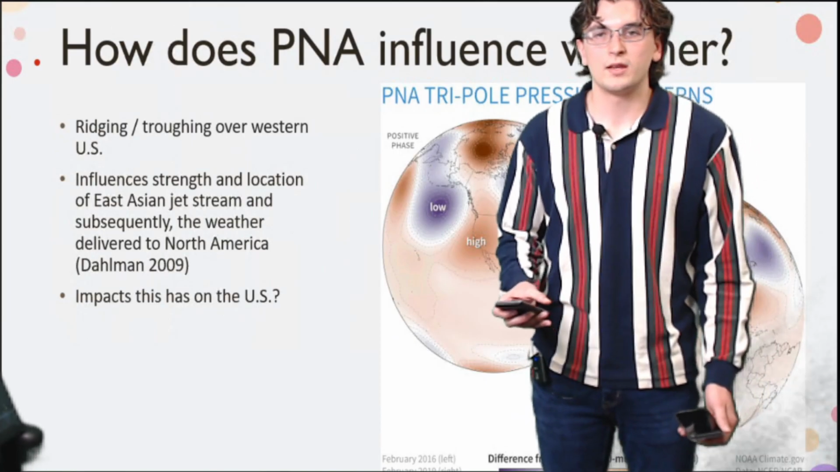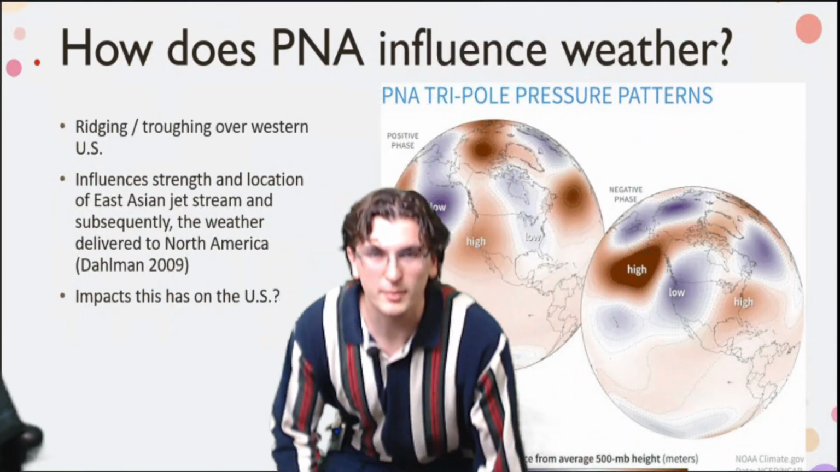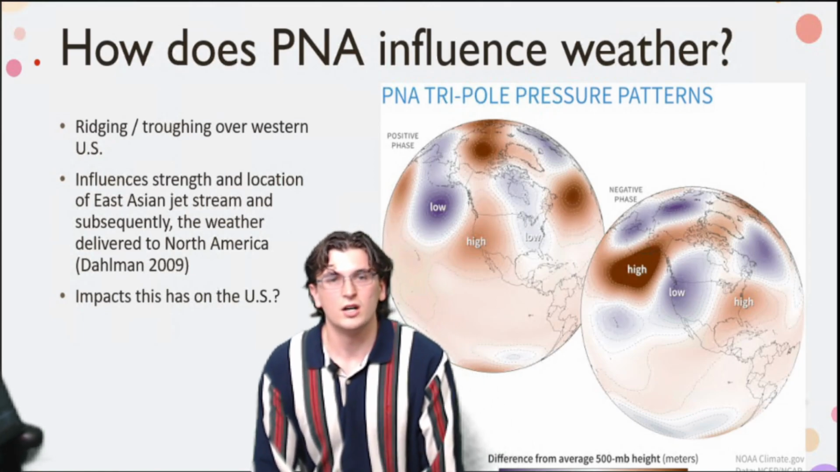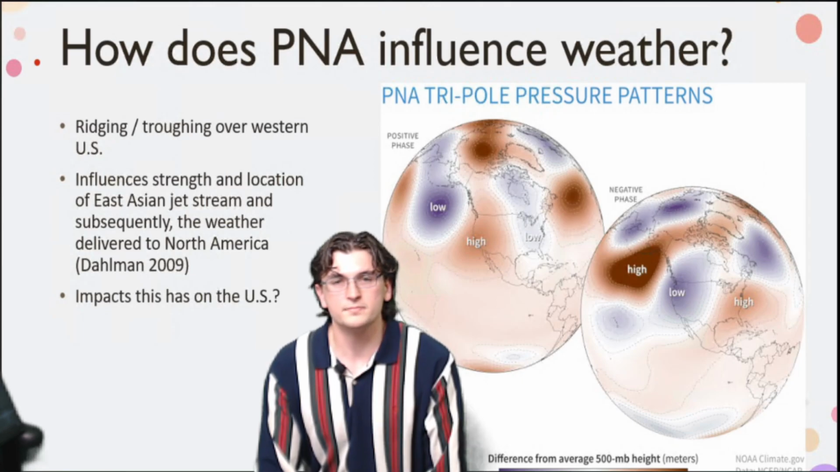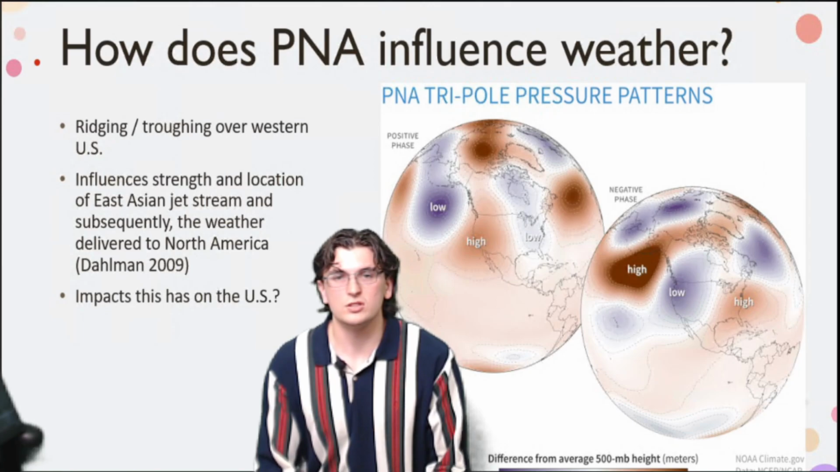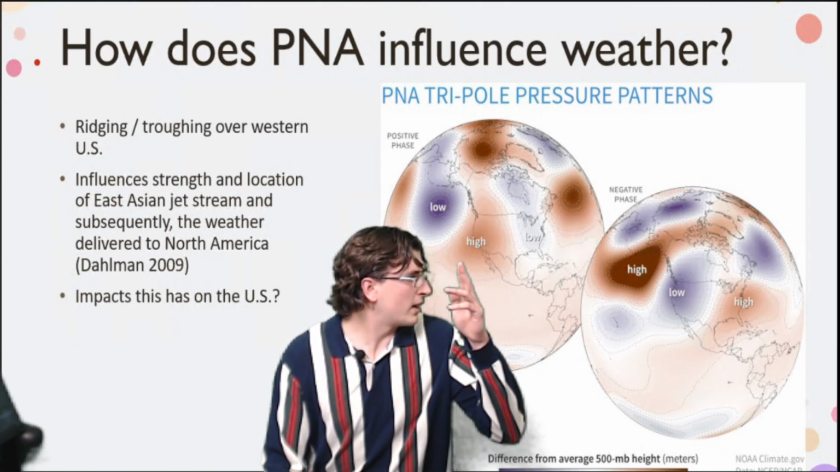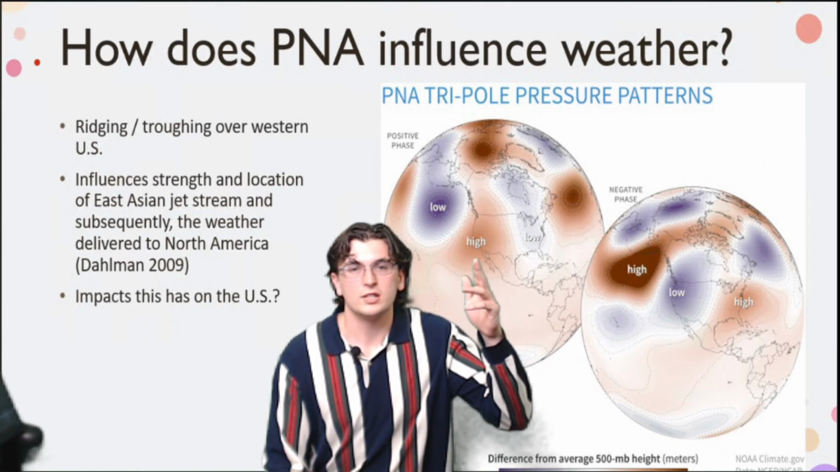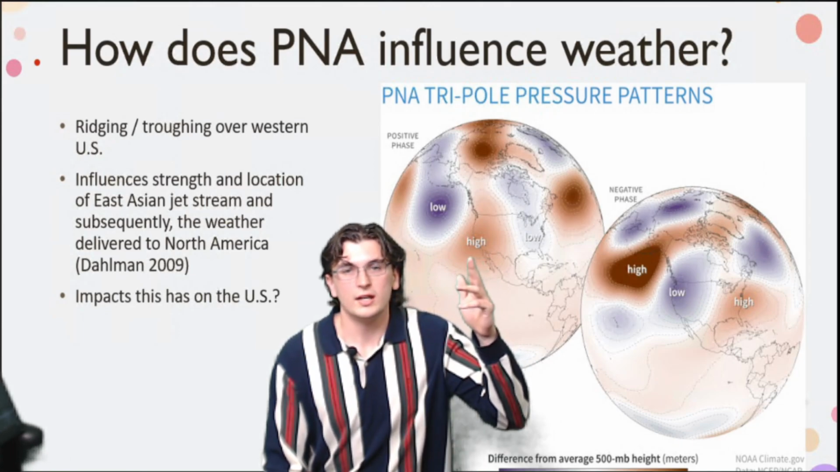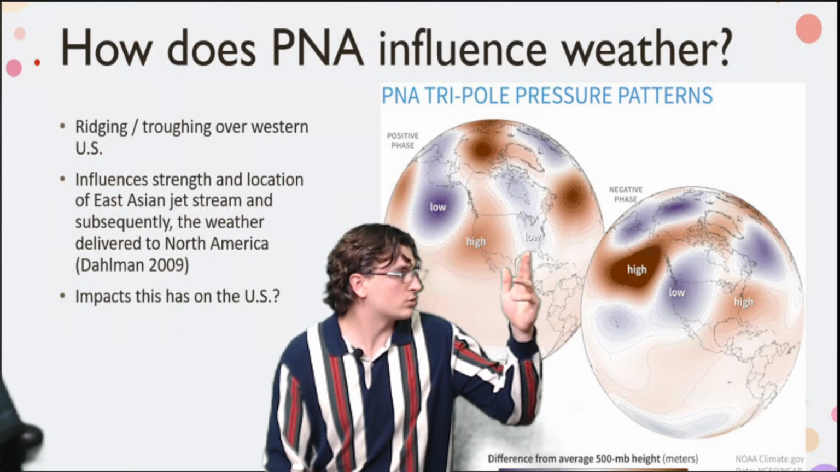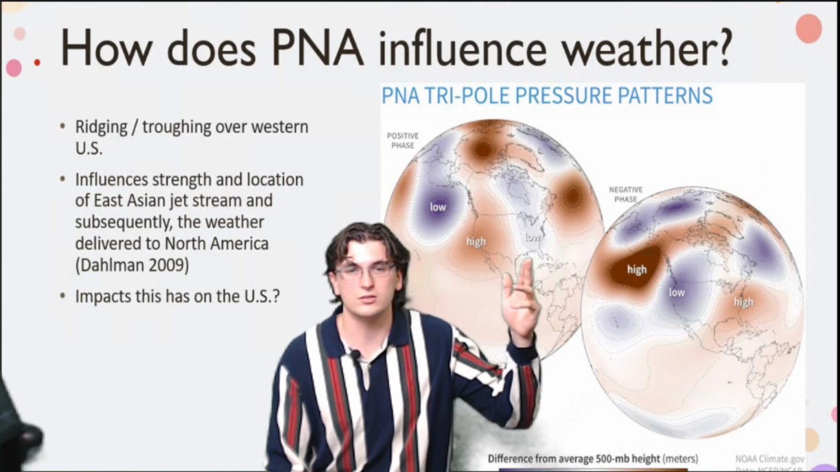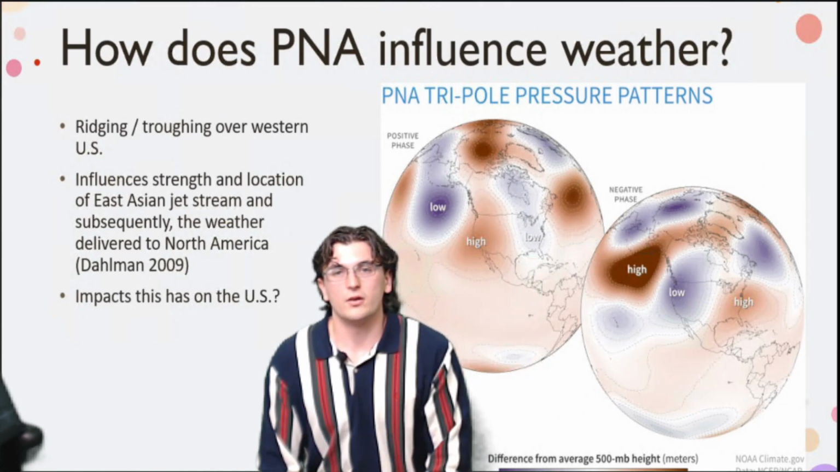Moving forwards, how does the Pacific North American pattern influence weather? In its most essence, the Pacific North American pattern produces ridging and troughing over the western United States. So you see just above my shoulder here, in its positive phase, we do have higher heights here. So this is indicative of a ridge. And further east, we have that trough, which will be that cooler, wetter weather to the eastern part of the United States. So that is one way how it influences weather.